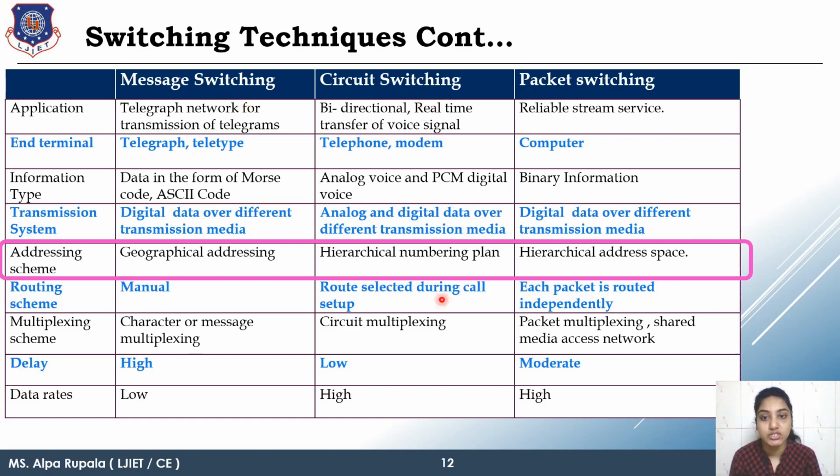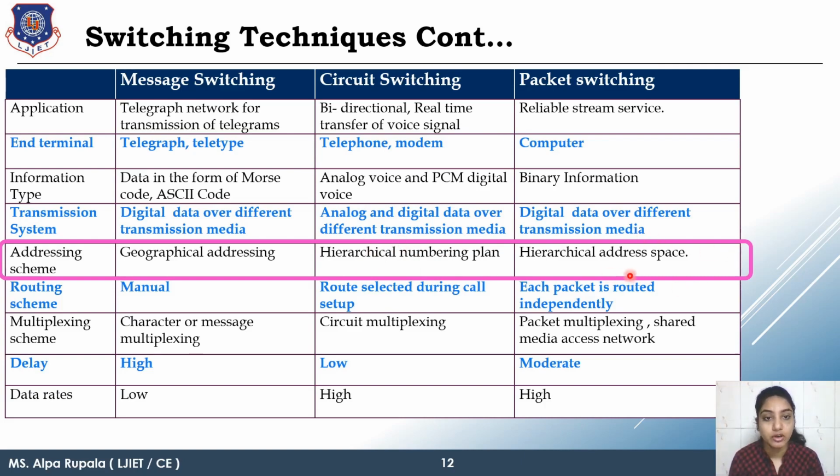In circuit switching, we use a hierarchical numbering plan. It is based first on your country code, then the state code, then the city code, and then the area code. According to this hierarchical numbering plan, your data is routed. And this is nothing but your contact number. Your contact number follows this fundamental.